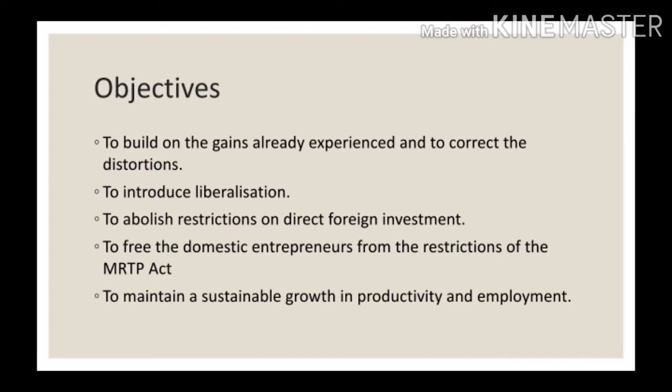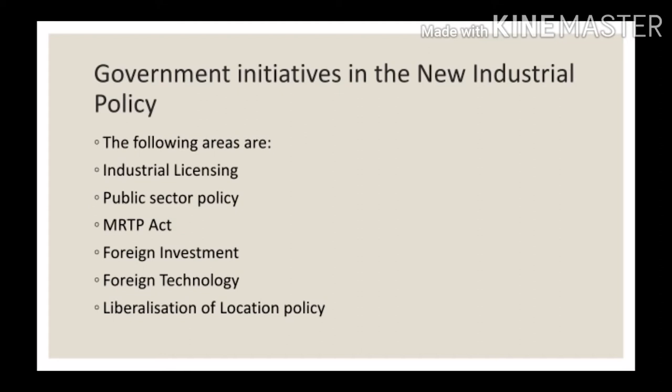To fulfill these objectives, the government introduced a series of initiatives in the New Industrial Policy 1991. These are some of the government initiatives: industrial licensing, public sector policy, the MRTP Act, that is Monopolies, Restrictive Trade and Practice Act, foreign investment, foreign technology, and the liberalization of location policy. So let's see one by one.